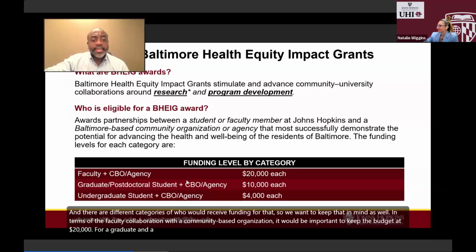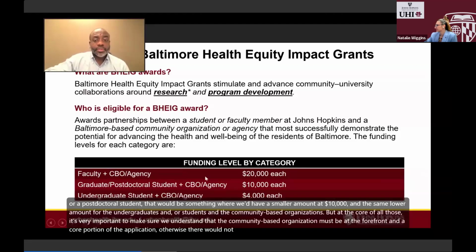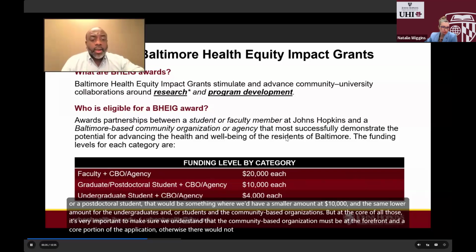So we want to keep that in mind as well. In terms of the faculty collaboration with the community-based organization, it would be important to keep the budget at $20,000 for a graduate and/or a postdoctoral student. That would be something where we'd have a smaller amount at $10,000 and the same lower amount for the undergraduates and/or students and the community-based organizations.